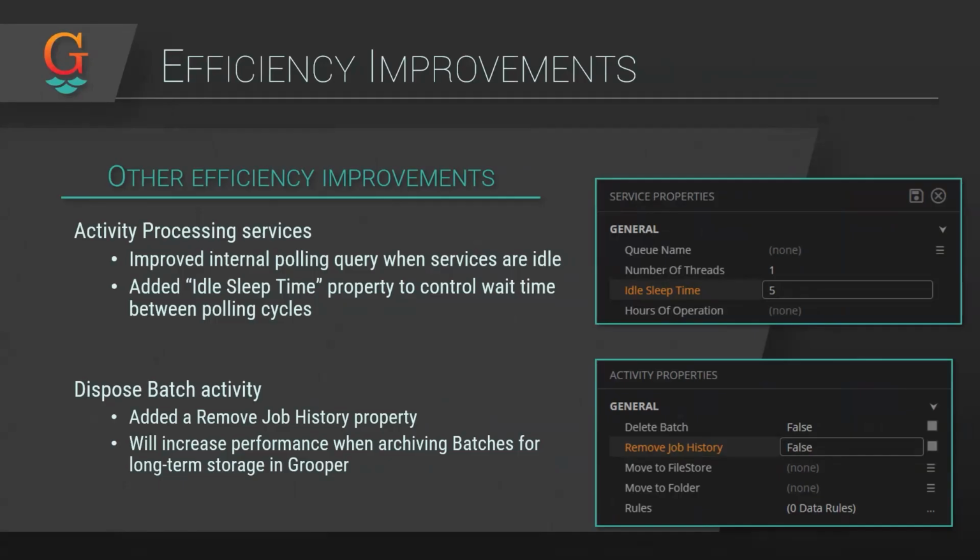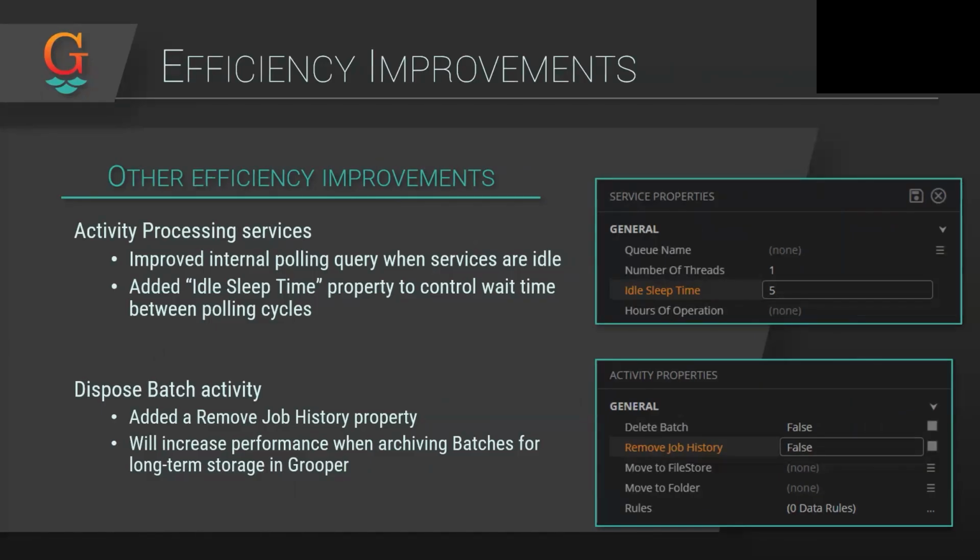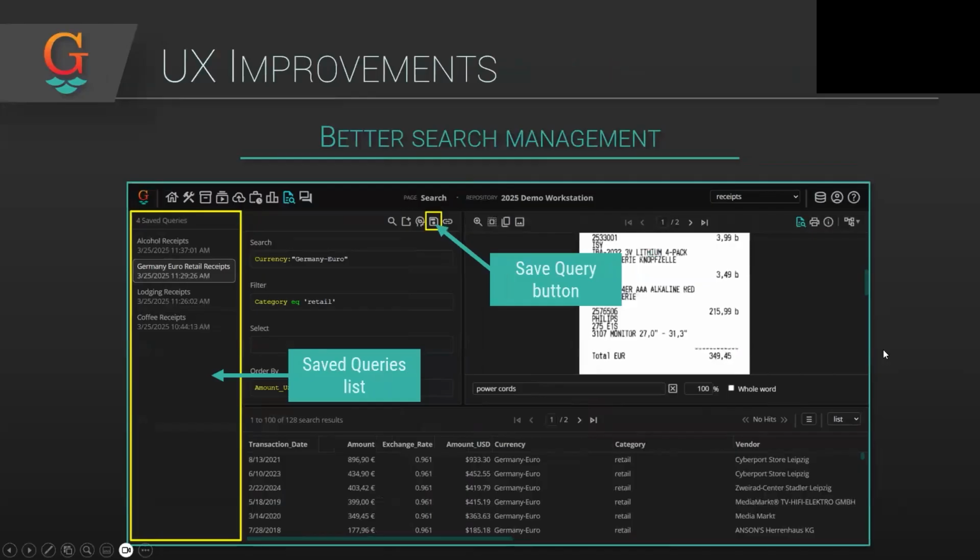Gee, Dylan, why would we want to keep batches around? Great question. If you are using AI Search to index documents, you have to keep them in Grooper. And if you're going to do that, using the Dispose Batch activity to move those to an archival location is a great way to do it. Removing the job history is a great way to increase your system's performance by just getting rid of data you don't need. For those users who are using AI Search, we've made some improvements there.